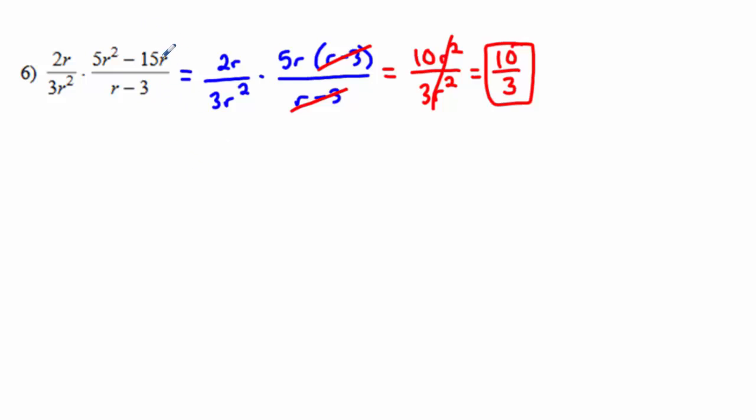So the place that I want to look at for my restrictions is either in the middle here or at the beginning. Either one would work. R can't be 0 because of the r squared, and r can't be 3 because of the r minus 3.